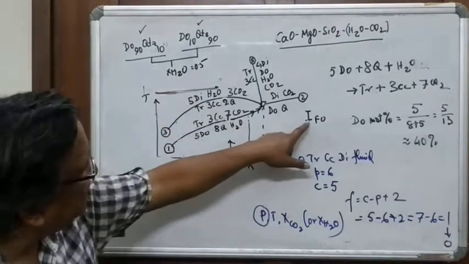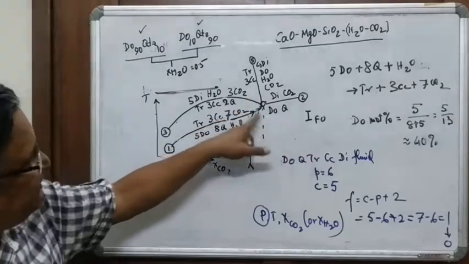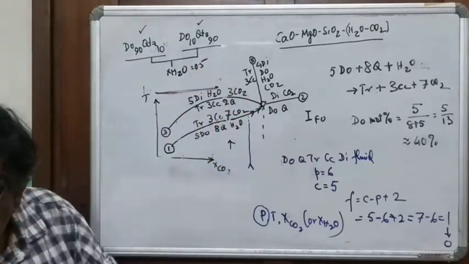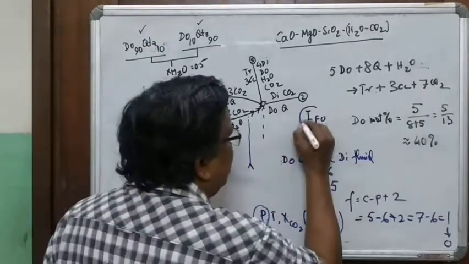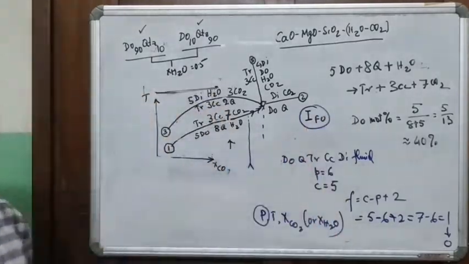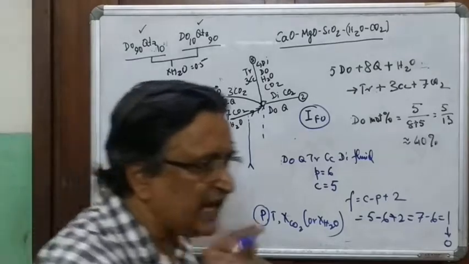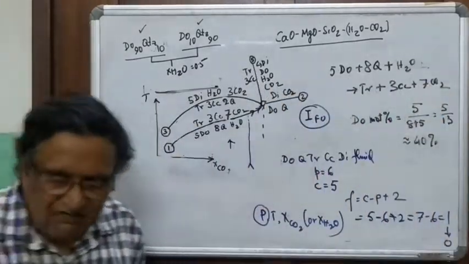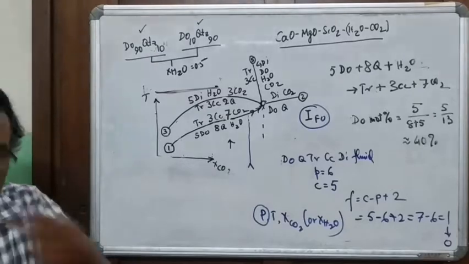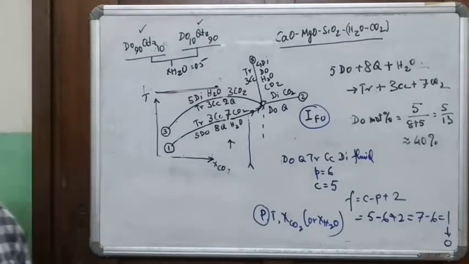Now this is given by I, and the phase missing from here among all the phases that we have taken is forsterite. So this is called the forsterite invariant point. But remember, when we say invariant point, it's isobaric invariant, not invariant. It's univariant if you take pressure as a variable.